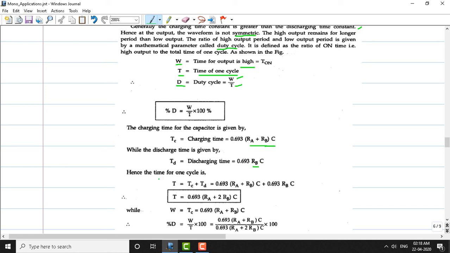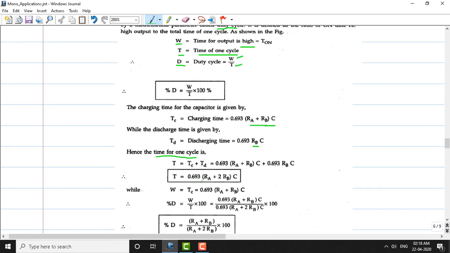And now the total time for one cycle is given by the sum of these two, Tc plus Td. So if you substitute these two expressions, on simplification we get T is equal to 0.693 times Ra plus 2 Rb times C. While W is equal to Tc, that's nothing but the on time. The on time is nothing but the charging time which we have shown here, which is equal to 0.693 times Ra plus Rb into C.